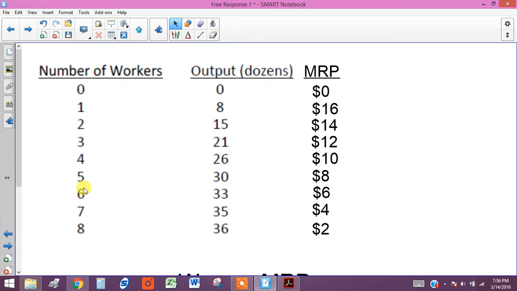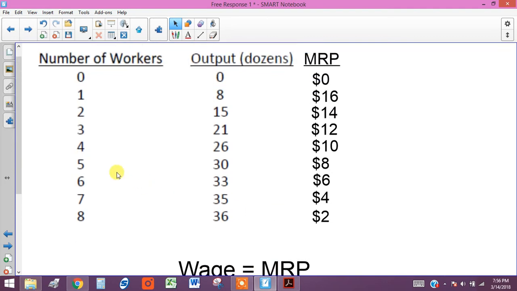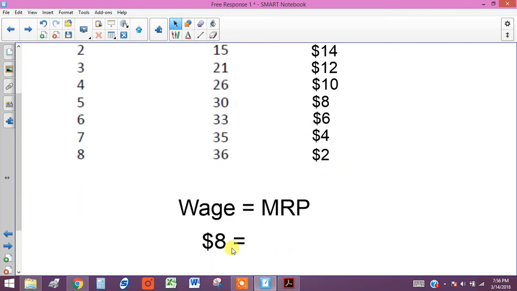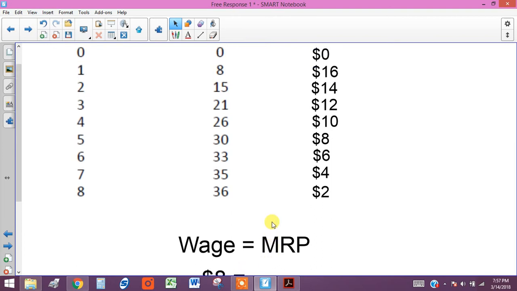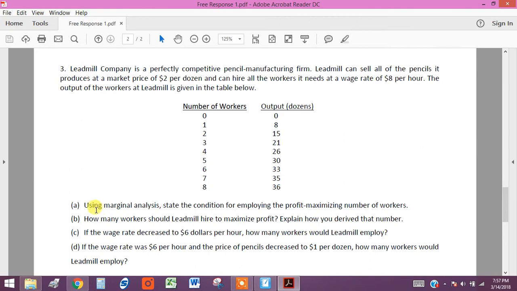So we want to find that point where wage equals marginal revenue product, and that's going to be at 5. Once we hire 5 workers, we have a marginal revenue product that equals the market wage, which the firm can't change. They're also price takers and wage takers, so they're going to stop right there and not hire any more than 5. Okay, that takes care of part A.